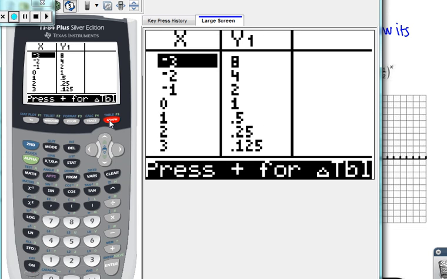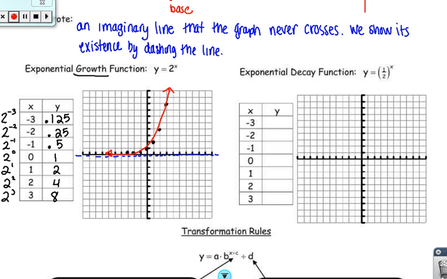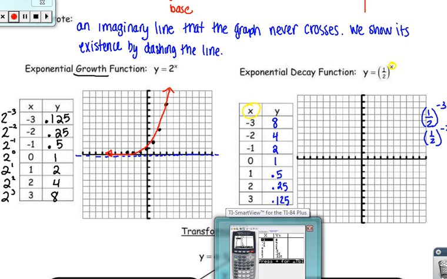When I look at this table, from -3 to 3, I'm starting up at 8, and then I have 4, 2, 1, so 8, 4, 2, 1, 0.5, 0.25, 0.125. And how did I get those numbers? If I did it algebraically, I would have 1/2 to the negative 3, 1/2 to the negative 2. I'm plugging these values in for x. So if you don't have a graphing calculator at home, you can still do these.